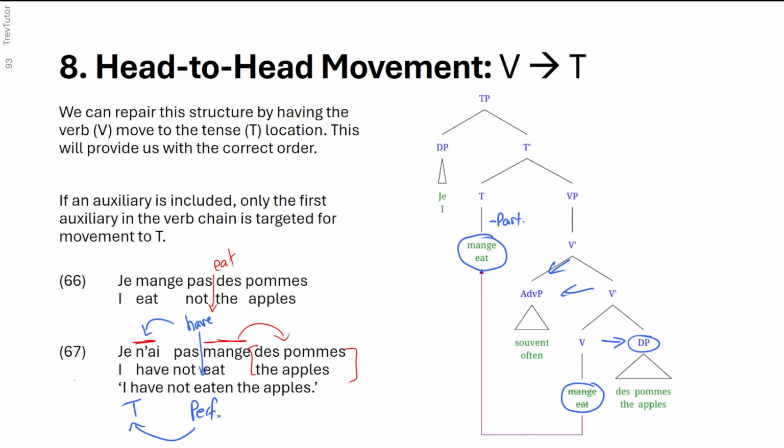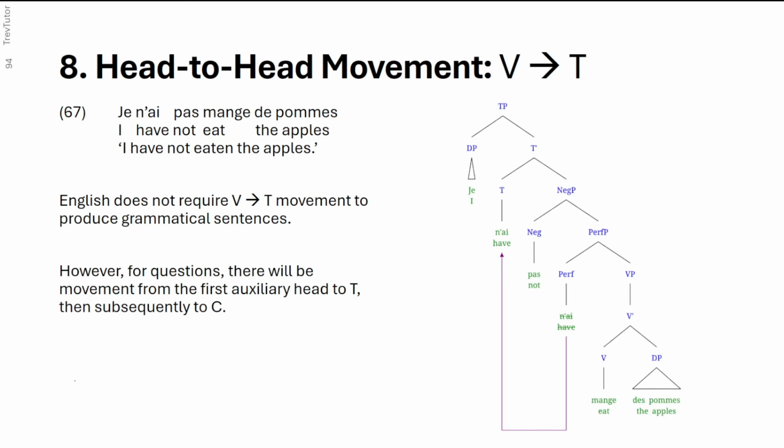So we're going to see pretty similar things in English, not V to T movement, but just talking about things moving in general cases. So if we think about English, well, first of all, I'll look at the structure on the right because this is what shows off what we just talked about. Instead of the verb moving up, we're taking the first thing in this auxiliary chain and verb chain here, so have, and moving it up into the T position to get the correct word order. So English does not need to do this.